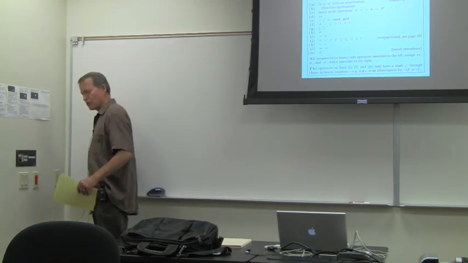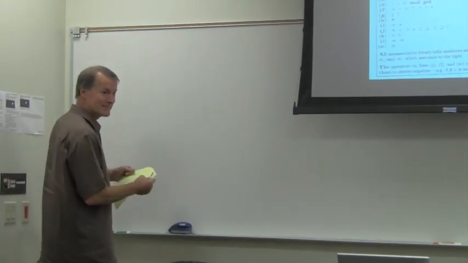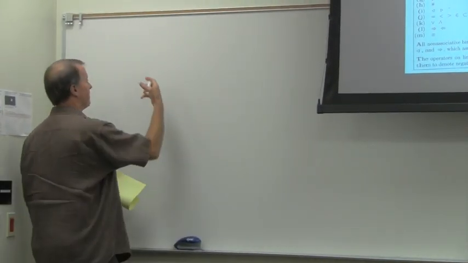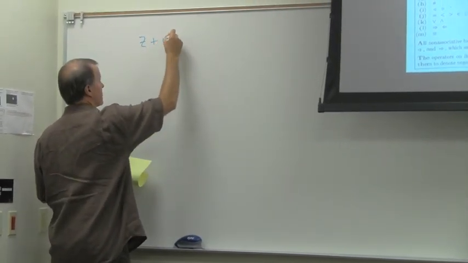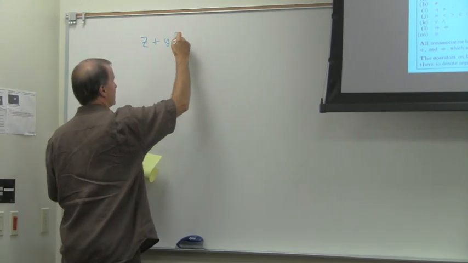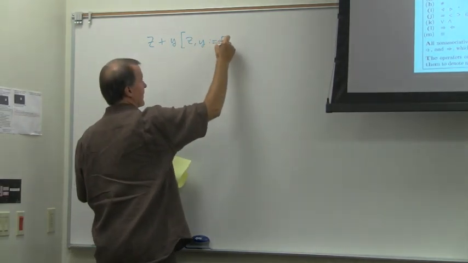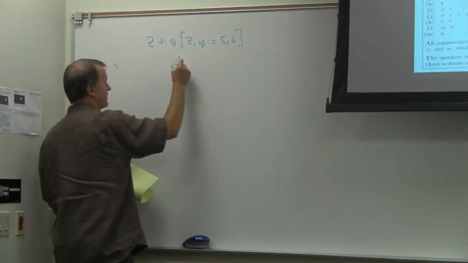All right, well, if there's no questions, let's do the next example. So how about this? z plus y, textual substitution, z comma y replaced by 5 comma 6, equals, by TS.